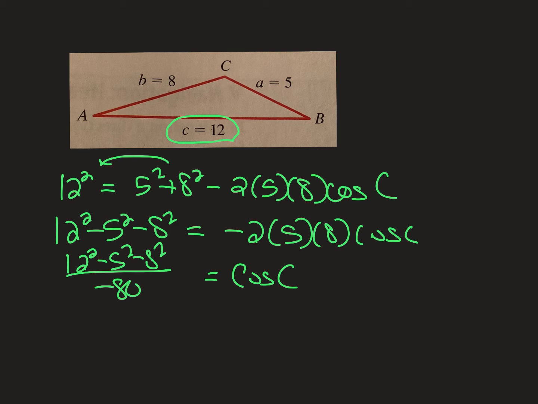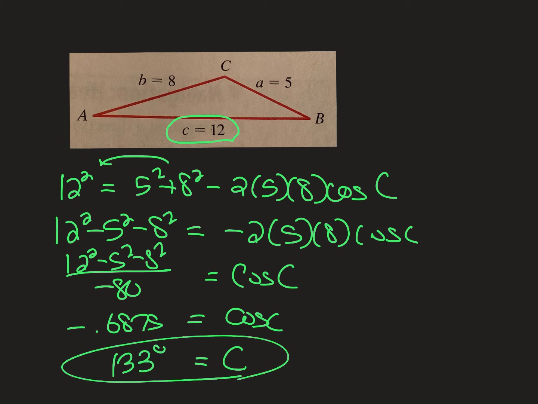All right, so what I'm going to do is get my calculator, punch that in. When I punch that in, I got negative 0.6875. And because I'm looking for an angle, I need big C. I'm going to do inverse cosine, second cosine of that number, 0.6875. And it gives me 133.4 degrees. That's rounded to the nearest degree, so I'm going to say 133 degrees. That's C.